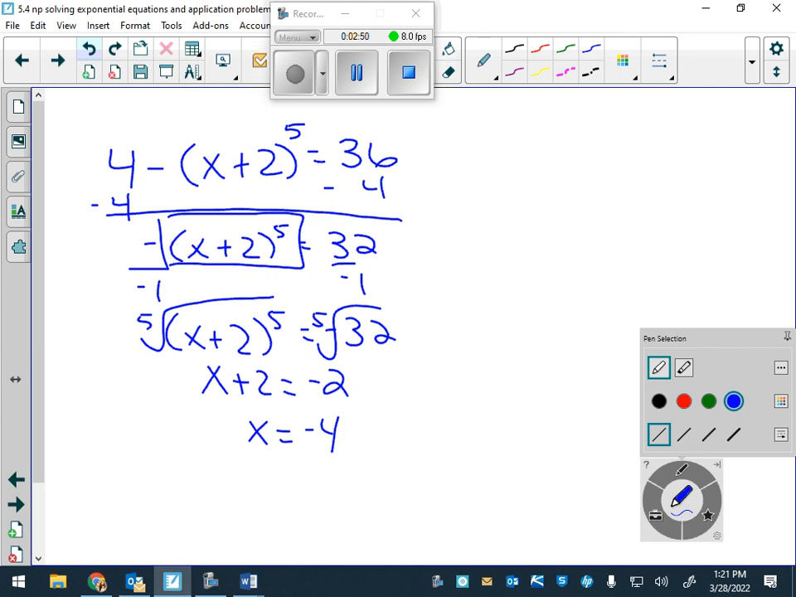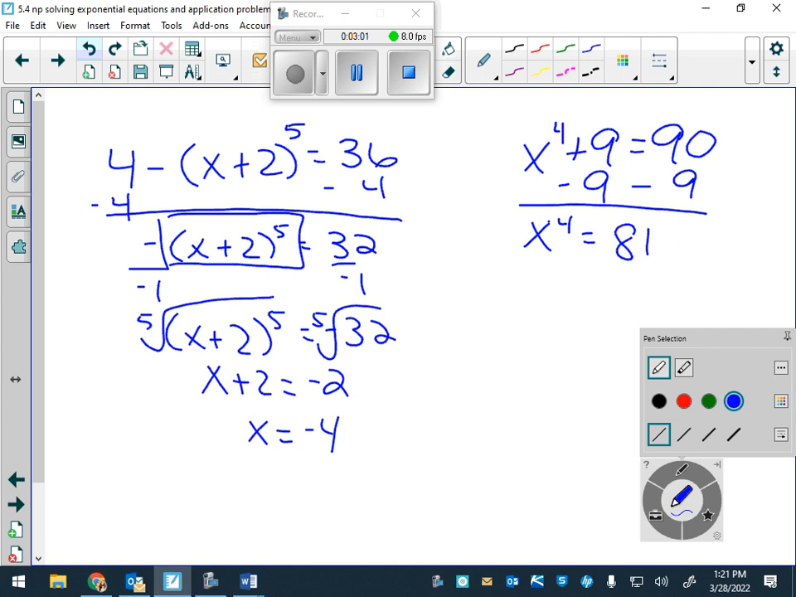Number 5, the biggest mistake was forgetting the plus or minus. Because one of the rules is that when we take an even root of both sides, you must include the plus or minus, and they both work.